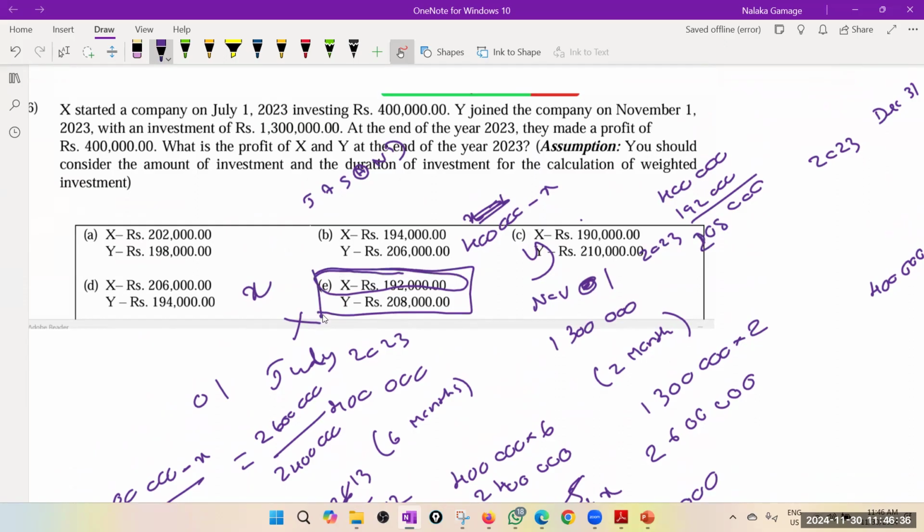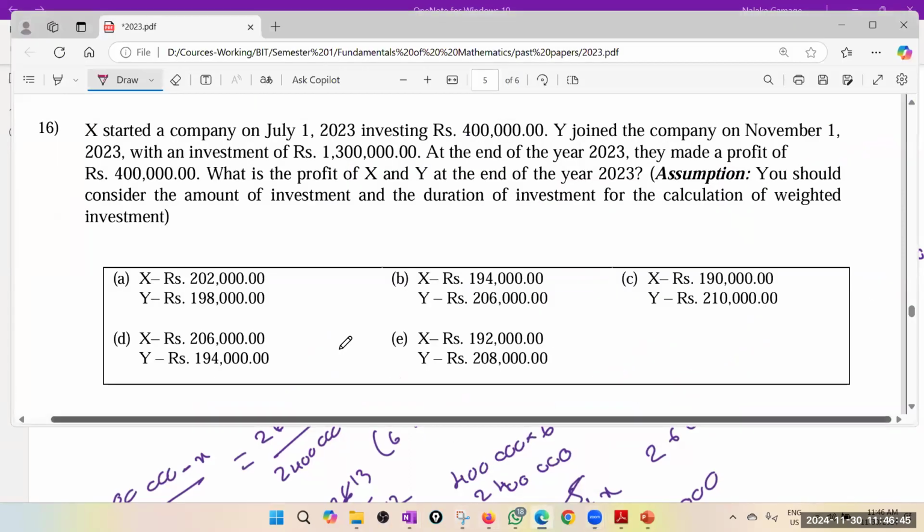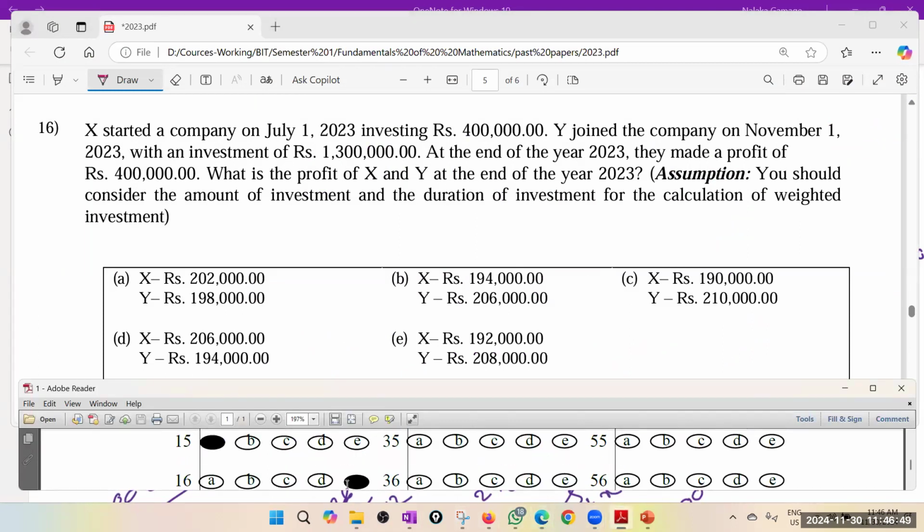Let's see whether the answer is E. Anyone got the answer E? Yes, one of you has got E. Okay, let's double check. Question 16. Yes, answer is C. So anyone has any doubt?